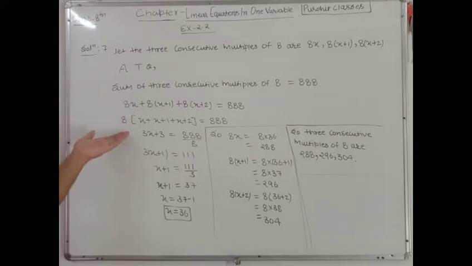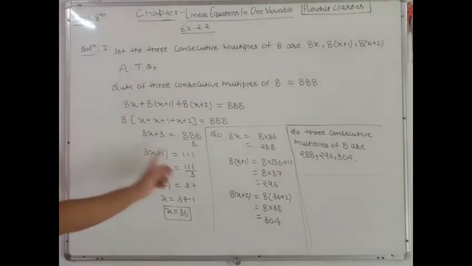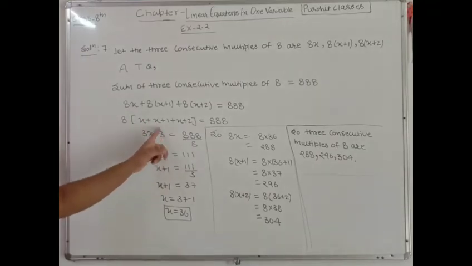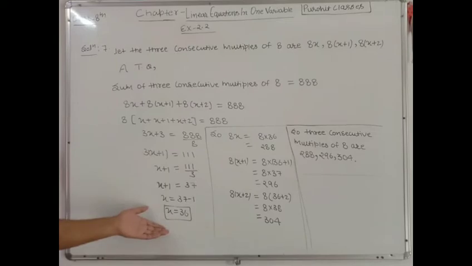Then we have taken out 8 as common, and we have transposed it inside the bracket. There are 3x, so 3x plus 2 plus 1, 3. By solving, we have got x equals 36.